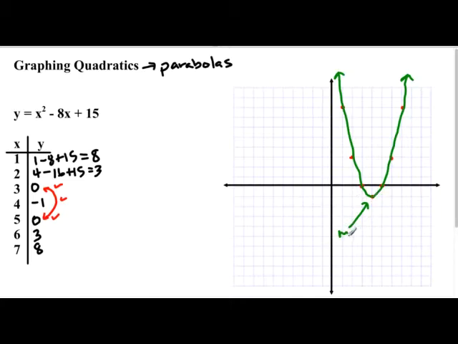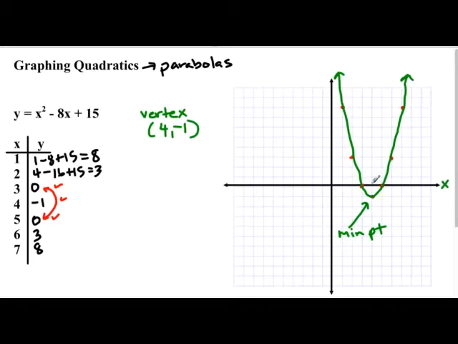So we call this a minimum. And when we do that, our vertex here is going to be, in this case, (4, -1). So over here, I'm going to write down some distinguishing features of this quadratic. First of all, our vertex is (4, -1). Super important point.